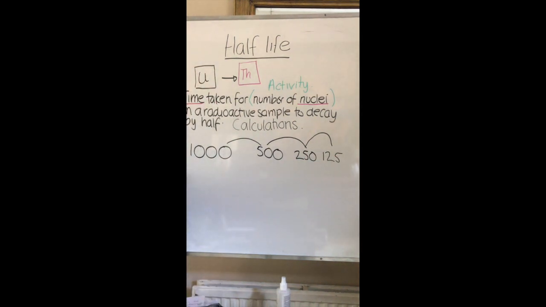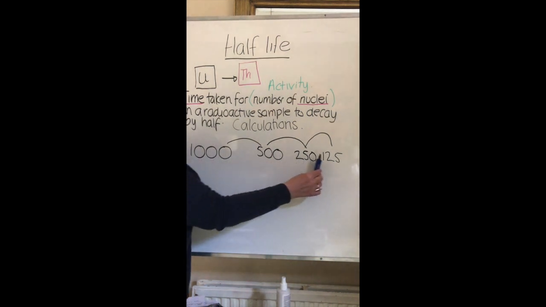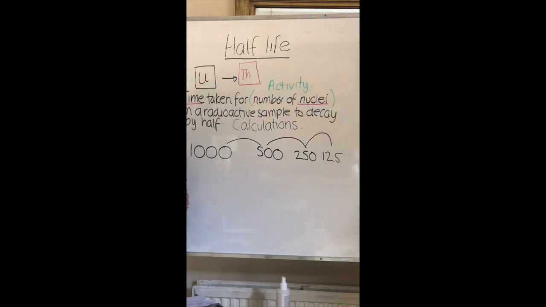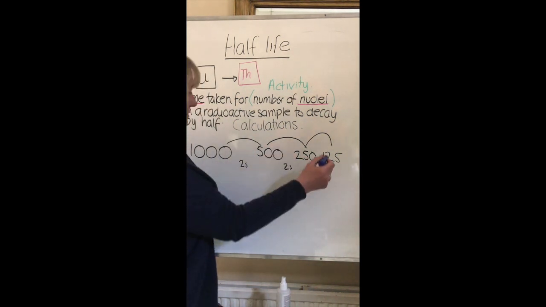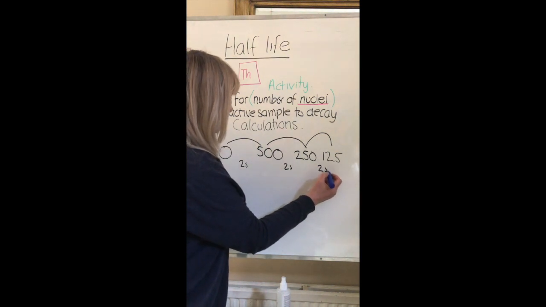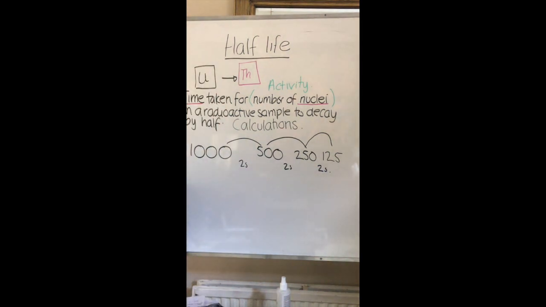Does that make sense? So the half-life is the time it takes for the number of nuclei to fall by half. So in this instance, we might have a half-life of 2 seconds. In 2 seconds, we've gone from 1,000 to 500. In another 2 seconds, we've gone from 500 to 250. And in another 2 seconds, we've gone from 250 to 125 nuclei.